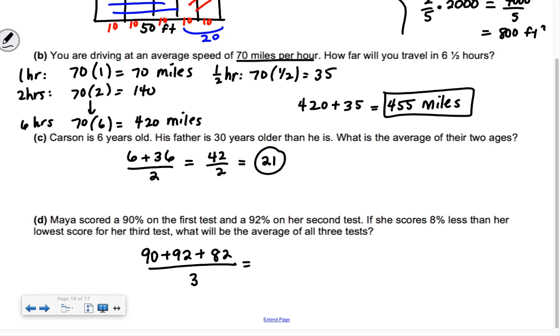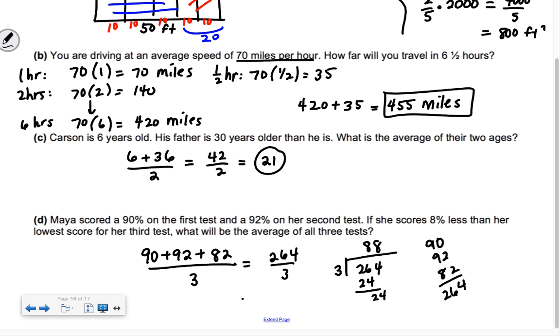So let's add them all up. So we have 90 plus 92 plus 82. That's 264. And then divide by 3. So we have 264 and we divide by 3. We're going to have 24 left, so 88. So our average score would be 88. All right. Does that make sense?